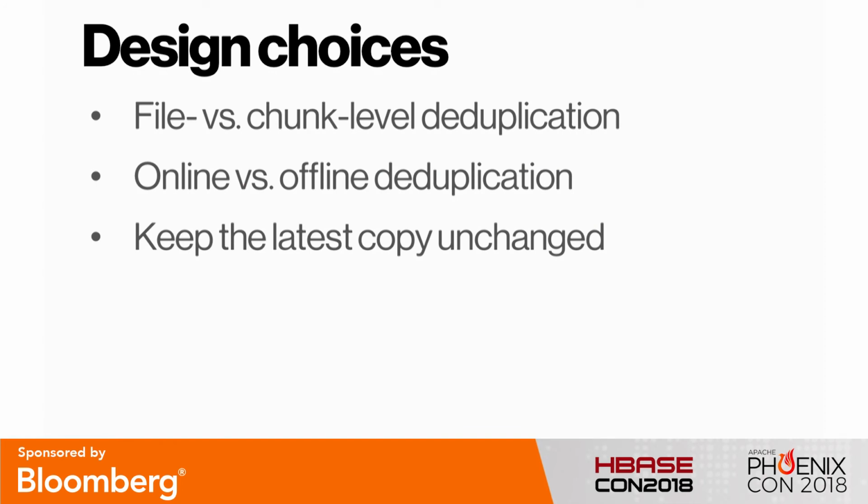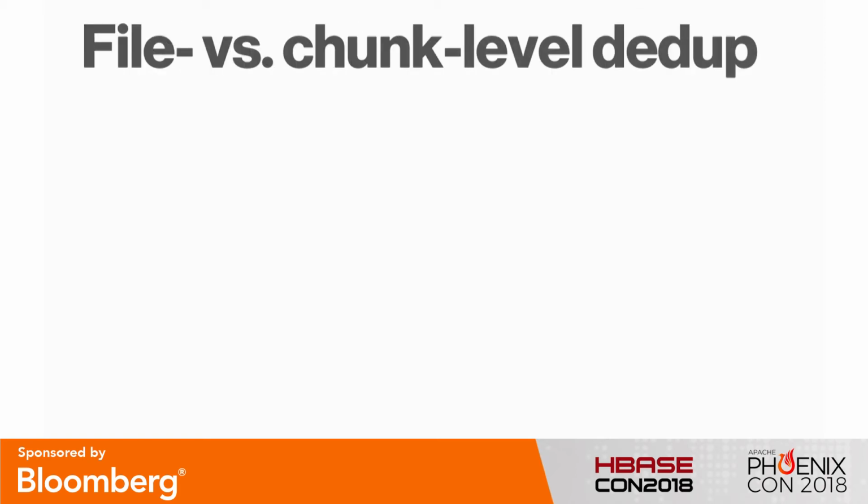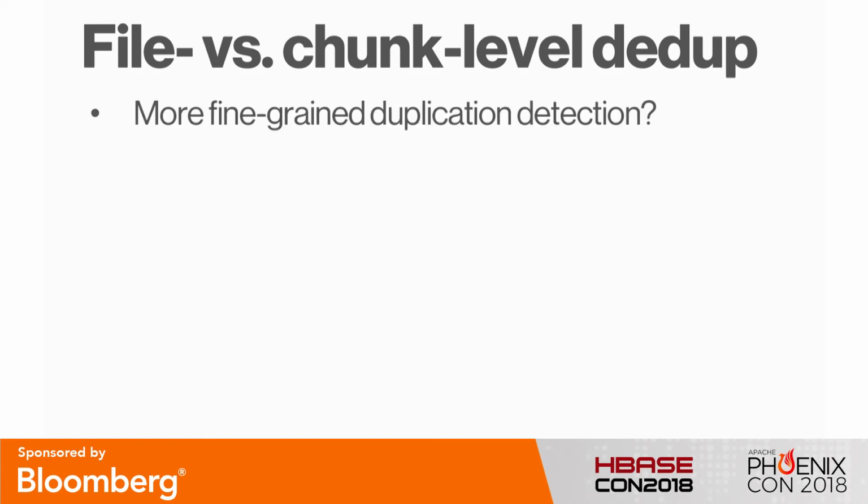So despite the simplicity of this tool, there were several design choices that we had to make. I will mainly talk about the following three. The first choice we had to make is whether we do file versus chunk level deduplication. The natural question that came to mind is, can we use a more fine-grained deduplication technique such as chunk level dedupe to get more benefits, or to further reduce the S3 capacity usage?